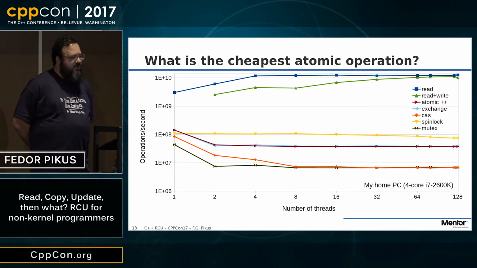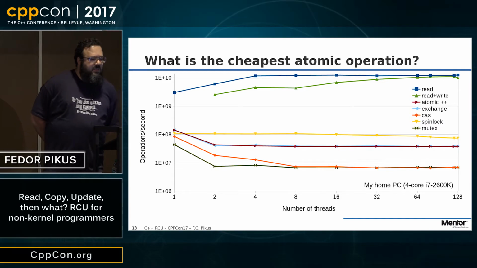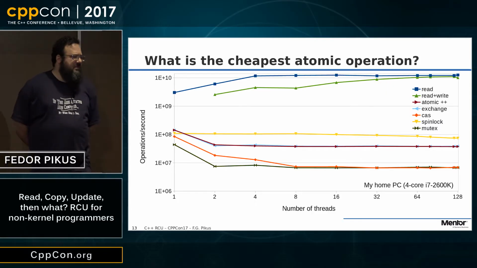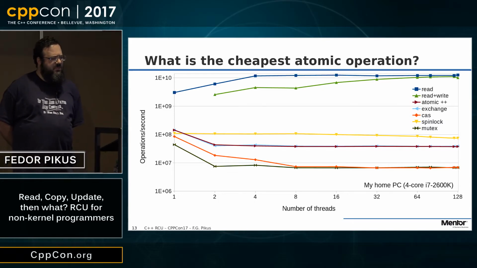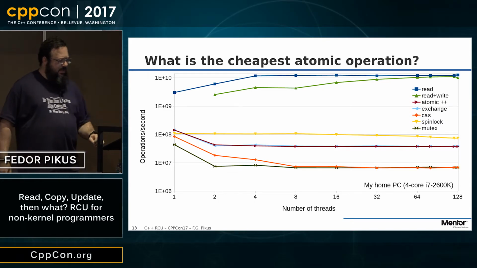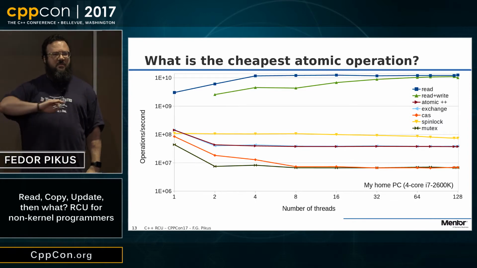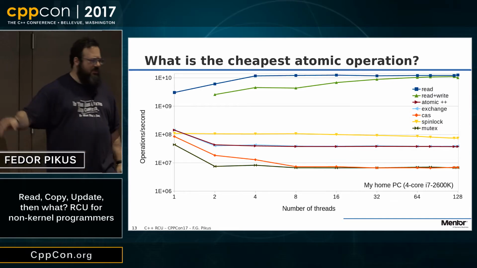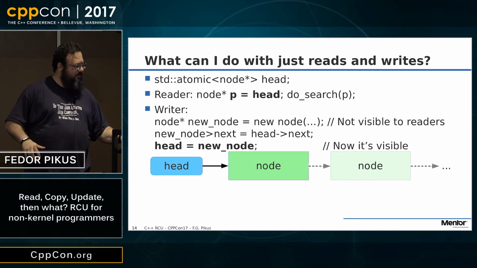The atomic read at the top is just reads, there are no writes, so I'm just reading from multiple threads atomically. The one right below it is one thread writing, everybody else reading. And way down there are all the other options like spin locks, mutexes, compare-and-swap, and so on. So it's pretty clear that atomic reads and atomic writes are by far outperforming whatever other synchronization mechanisms you may want to try. So what can we do with just atomic reads and just atomic writes?